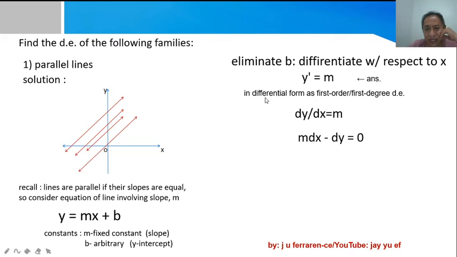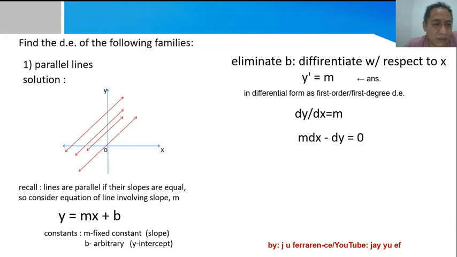Now, in differential form, being a first order, first degree differential equation, y prime = m is actually okay as an answer. You can also write that in differential form. So y prime is also dy/dx, so we can have the dx multiplied with m. So m dx minus dy equal to 0 is our answer if expressed in terms of a differential form.